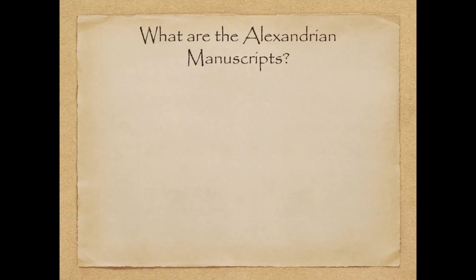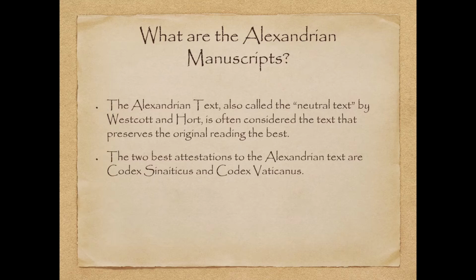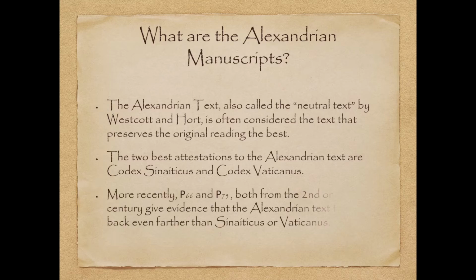So what are the Alexandrian manuscripts? The Alexandrian text, also called the neutral text by Westcott and Hort, is often considered the text that preserves the original reading the best. The two best attestations to the Alexandrian text are Codex Sinaiticus and Codex Vaticanus. More recently, P66 and P75, P stands for papyrus, both from the 2nd and 3rd century, give evidence that the Alexandrian text type goes back even farther than Sinaiticus or Vaticanus.